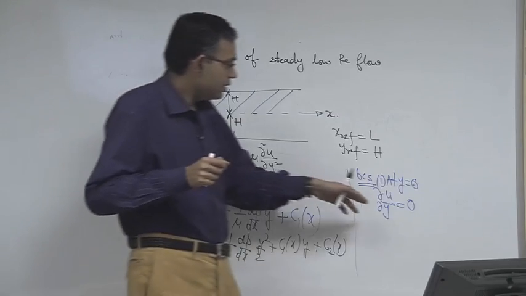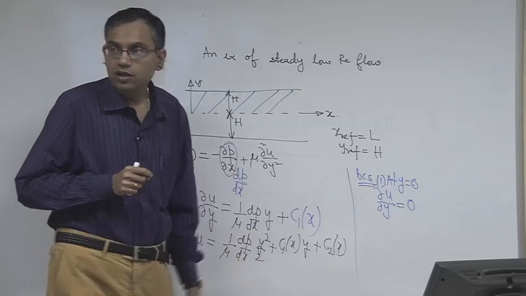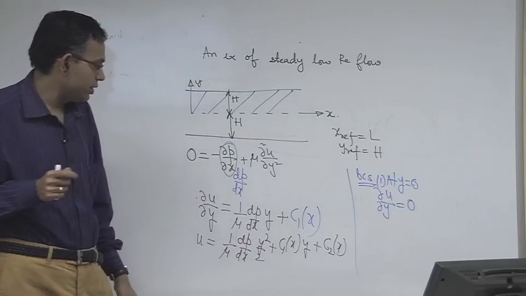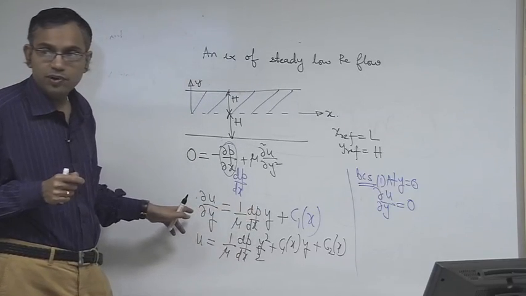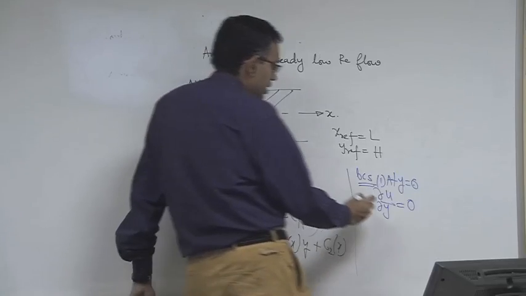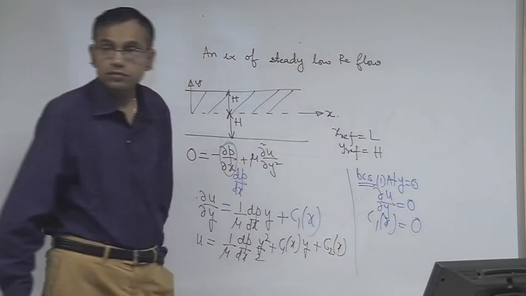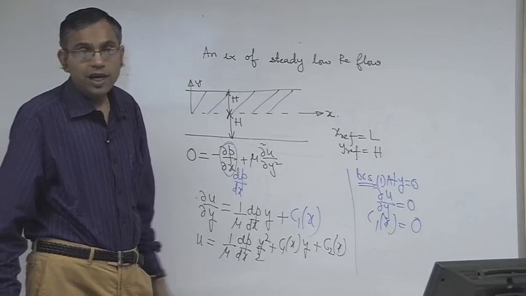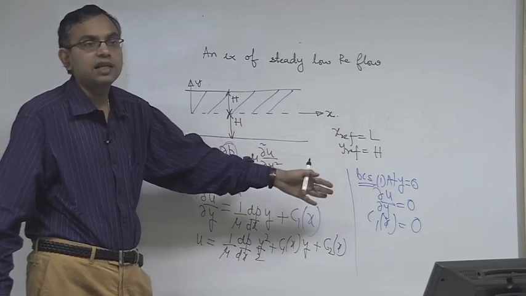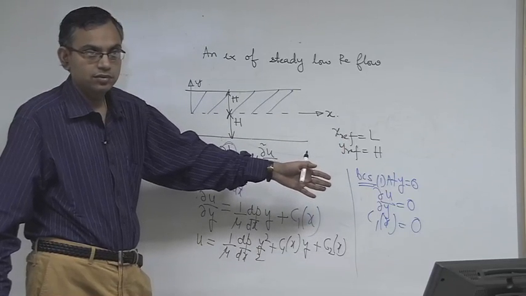So then you have at y is equal to 0, you have del u del y is equal to 0. So at y is equal to 0, if you have del u del y equal to 0, then C1x is equal to 0, right? Maybe in general it is a function of x, but in this case not, right?